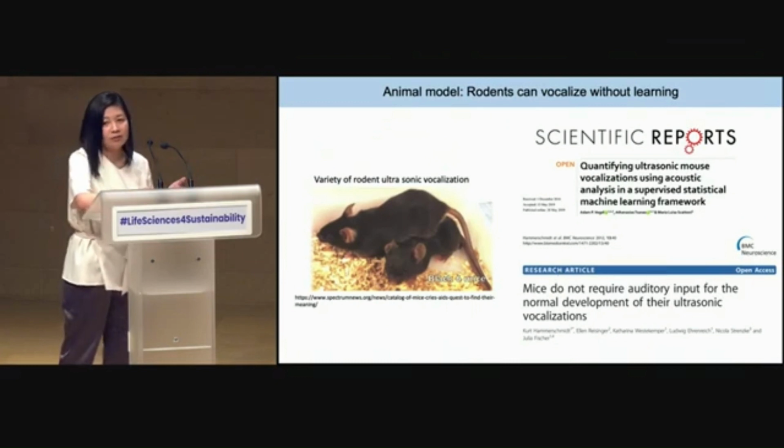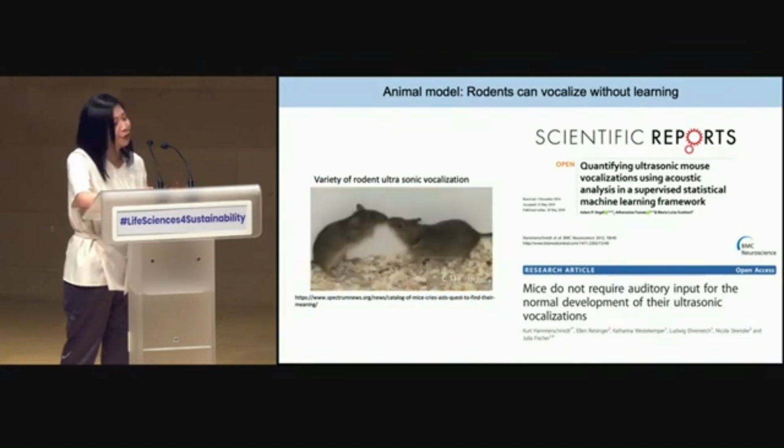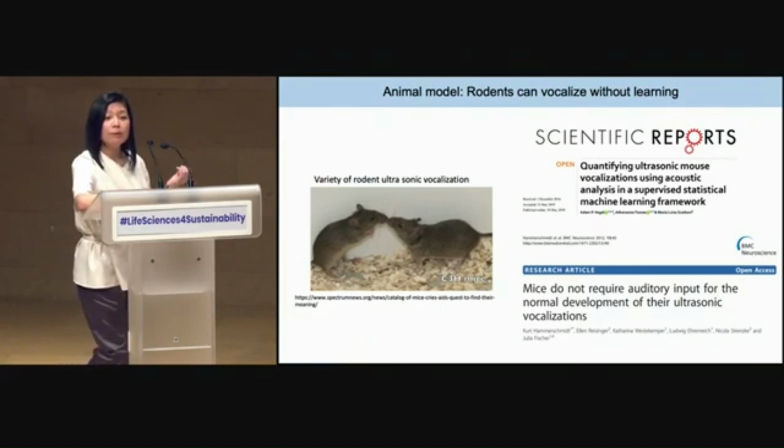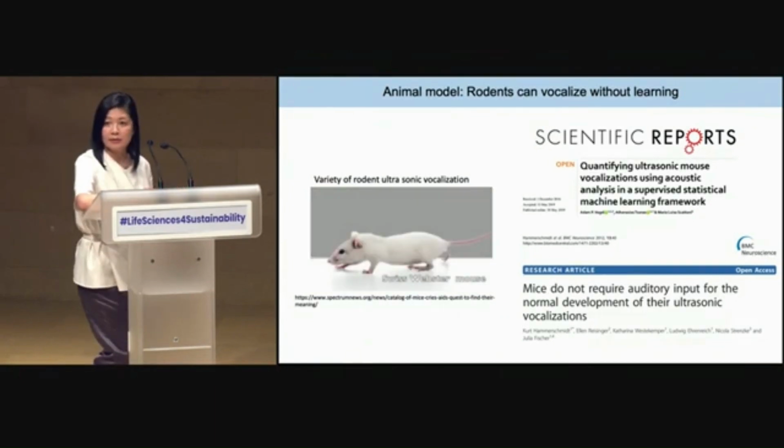Of course, with humans, there's a lot of ethical problems. We can't do everything we want to do. So the first thing that comes to your mind is, what about mice? Can we use rodents, which are the most frequently used animal in the lab?